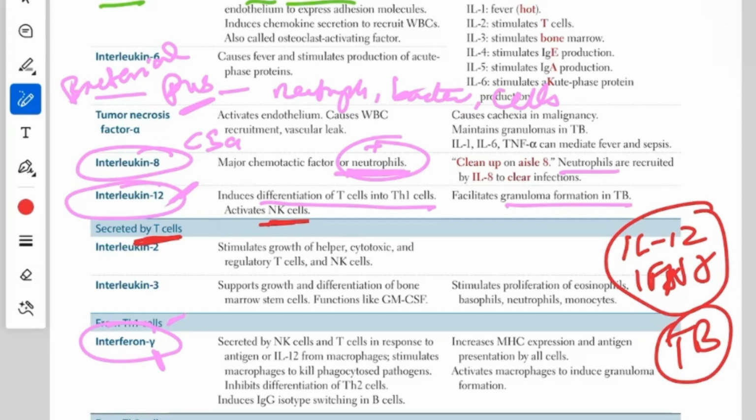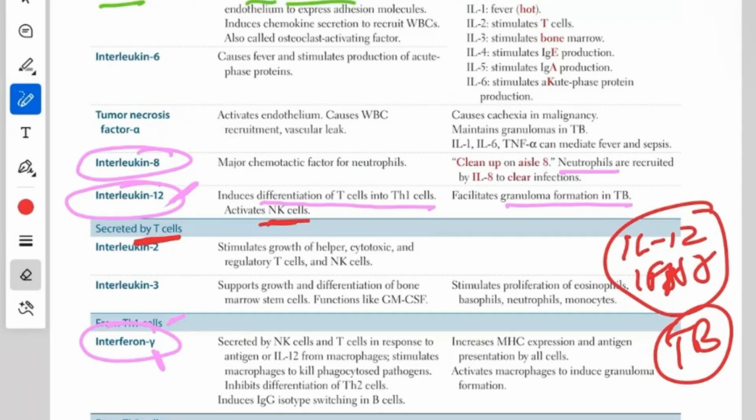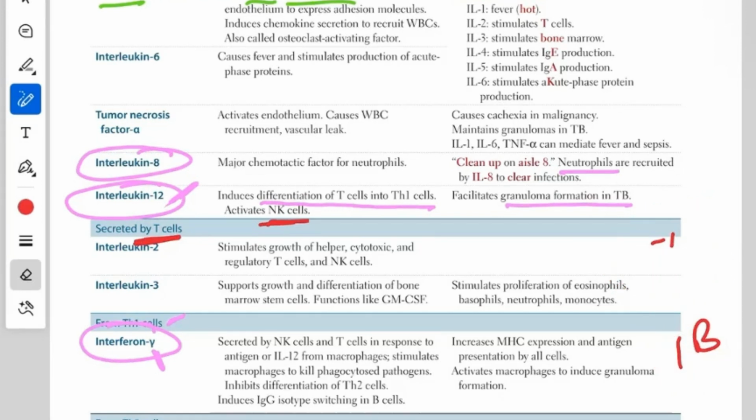Just as I said, if you hear interleukin 8, C5a, neutrophils, all right? If you hear fever, sepsis, leukocytosis, acute phase reaction, you think of TNF-alpha, interleukin 1 and 6, all right? But if they just ask you which one of those three is most important for acute phase reaction? Interleukin 6. The others can do it, but interleukin 6 is the most important one. All right. So that's for that. Then moving on.